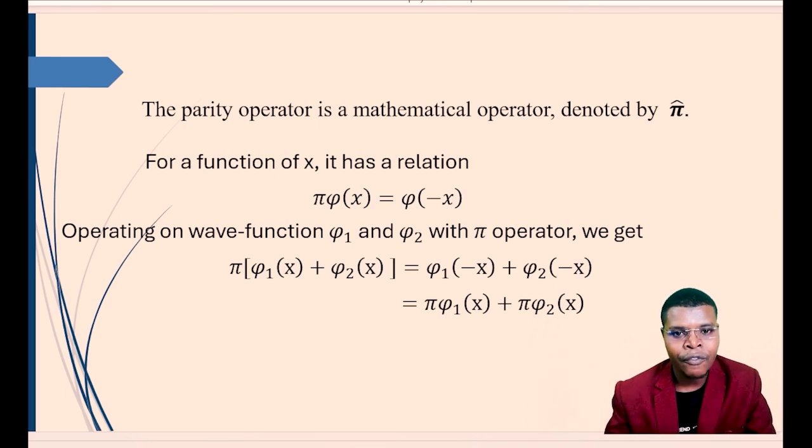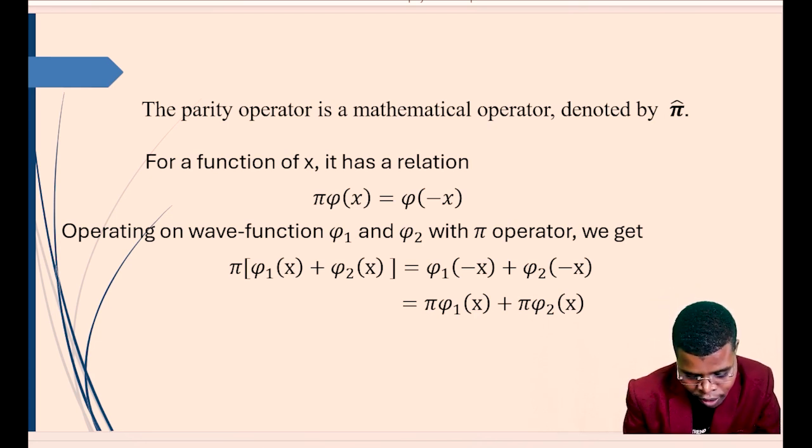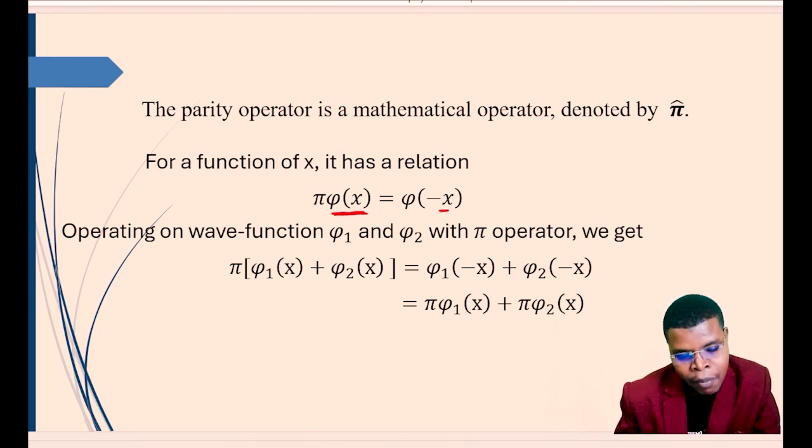In quantum mechanics, we use a wave function. Suppose you have a wave function. If you apply a parity operator to that wave function, the sign of the input of that wave function will change. For example, I have this wave function ψ(x). If I apply this operator Π to this wave function, the sign of the input is changed and it becomes minus x.